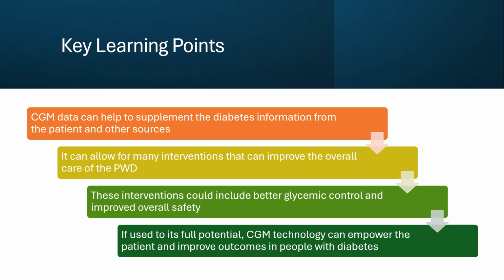So the key learning points are that CGM data can help supplement the diabetes information from the patient and other sources. It can help us drill down better, and we can see what's going on at all times of day without them having to poke. It can allow for many interventions that can improve the overall care of the person with diabetes, so we can make more informed decisions. And these interventions could include better glycemic control and improved overall safety for them. Sometimes we were flying blind. And then if it's used to its full potential, CGM technology can empower the patient and improve outcomes in people with diabetes. Thank you for your time.